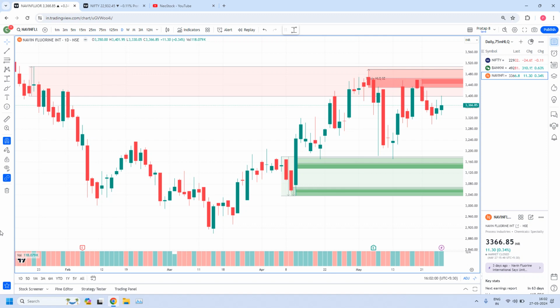In this video, let us evaluate the performance of high liquidity zones, and also we'll look into the opportunities we got in NIFTY and BANKNIFTY also.